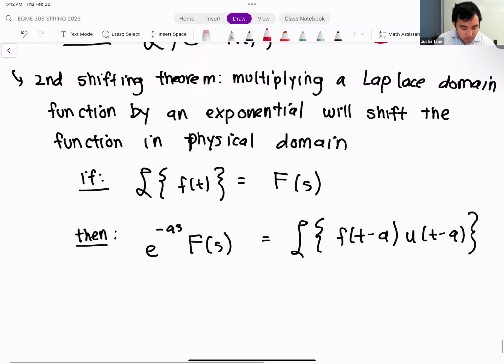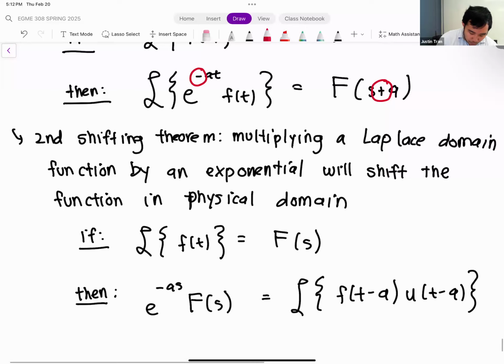For the second shifting theorem, the signs are actually the same. So you multiply by e to the minus as in the Laplace domain. That leads to a minus shift in the time domain, right? I think that's the part that confuses people the most: for the first shifting theorem, the signs swap. So you multiply by e to the minus at, that becomes s plus a. For the second shifting theorem, the signs are the same. So you multiply by e to the minus as, you shift by minus a in time.